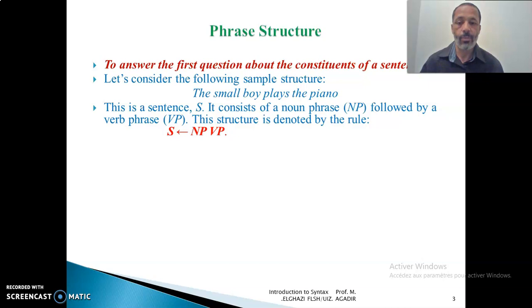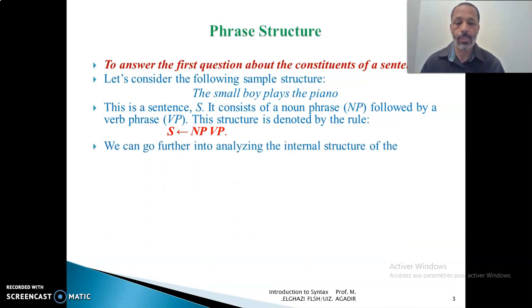Any sentence is divided into two main components: an NP, which is the subject, and a predicate, VP, which may comprise the verb per se, if the verb is intransitive, or the verb and its objects, whether one object or two objects, depending on the kind of verb. We are going to see this when we reach the section of verbal constituents. We can go further into analyzing the internal structure of the first NP, because here we will see that we have two NPs.